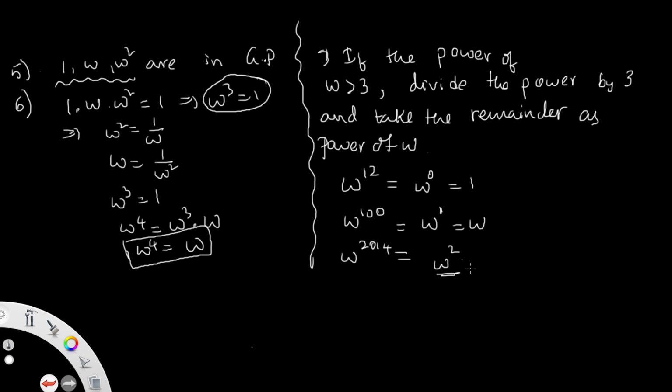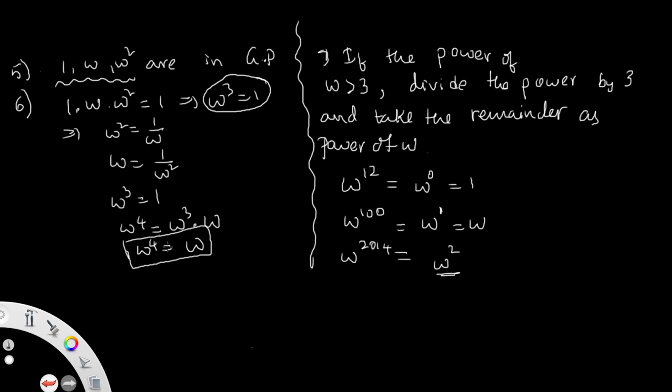So this is one of the shortcuts. The fifth property is about terms and reciprocal properties. The next one is: if the power of omega is greater than 3, divide the power by 3 and take the remainder as the power of omega. In complex numbers, we all learned that if the power of i is greater than 4, we divide the power by 4 and take the remainder as the power of i. Similarly, here for omega we divide by 3.